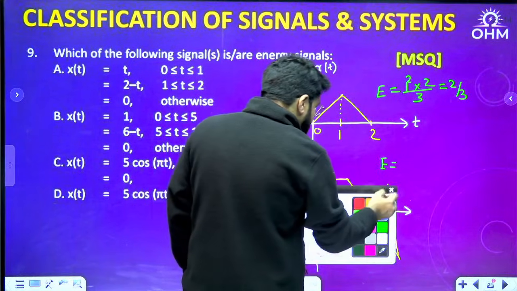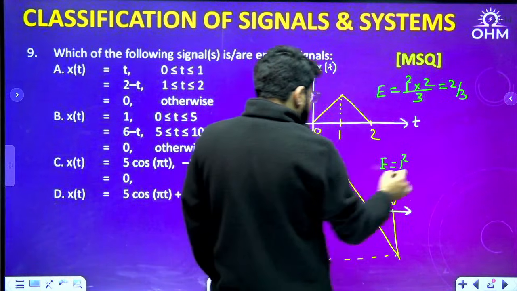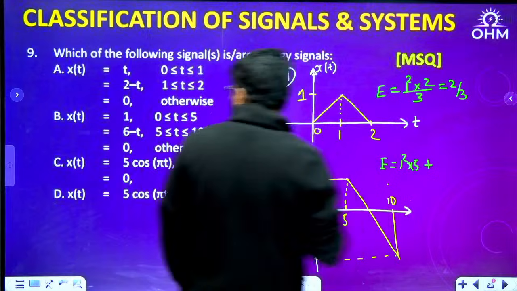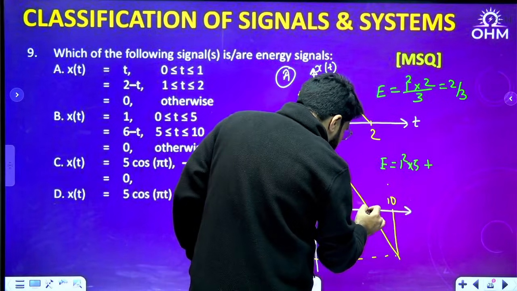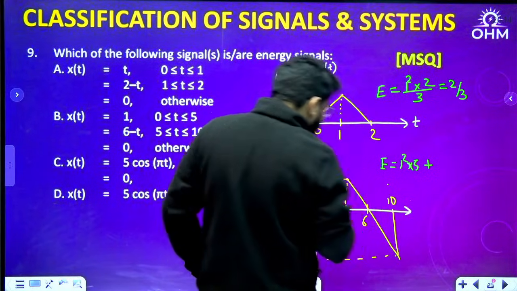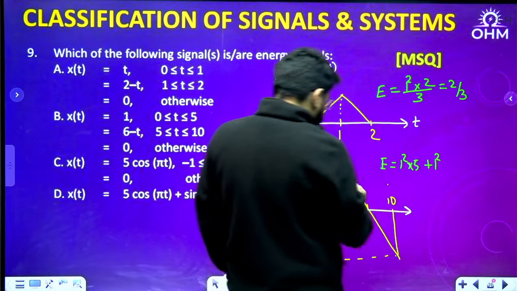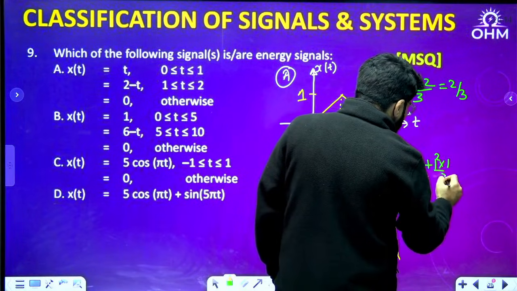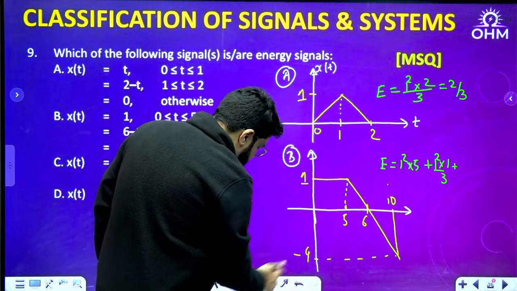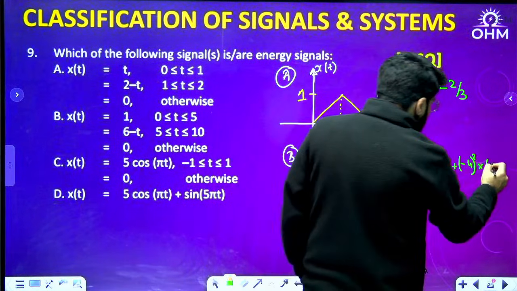For this portion, this is a rectangle. Energy of a rectangle is A square into d: amplitude 1 square into duration 5. Then the signal crosses the x axis at t equal to 6, because 6 minus 6 is 0. So now there are two triangles. The energy of the first triangle: amplitude 1 and duration 1, so A square into 1 by 3. The next triangle has amplitude minus 4, so amplitude square, 4 square, into a duration of 6 to 10, which is 4, by 3.